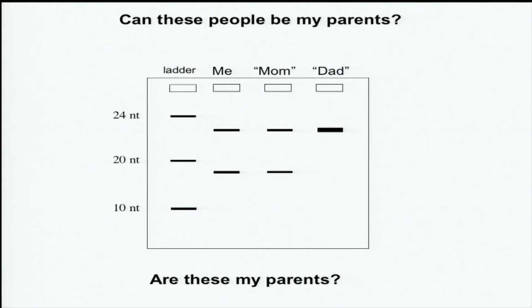So now let's go back and look at the gel I was just showing you. I've now labeled the lanes a little bit differently. I've labeled one person as me, another person as the person I refer to as mom, and another person as the person I refer to as dad. And I have 2 questions for you. Using the data in this gel, can these people be my parents? And my second question is, are these people my parents? So I want you to discuss as a group whether you think these people can be my parents based on this gel, and whether this gel shows you that these people are my parents. And we'll discuss the answers when you come back.